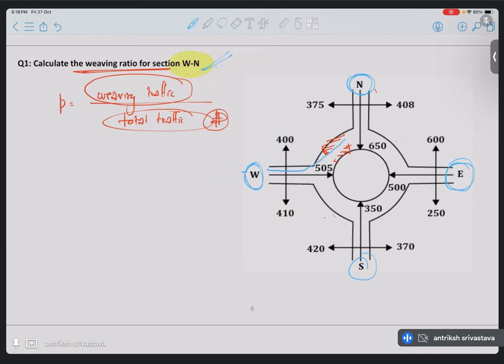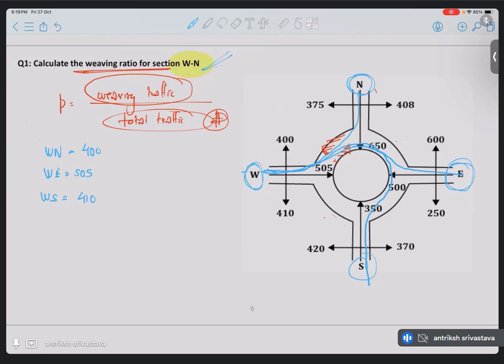So we have a car going left, a car going straight, and a car going right. Okay, so we have these three. These three values are: from west to north 400, from west to east 505, west to south, that is 410. Okay, good.